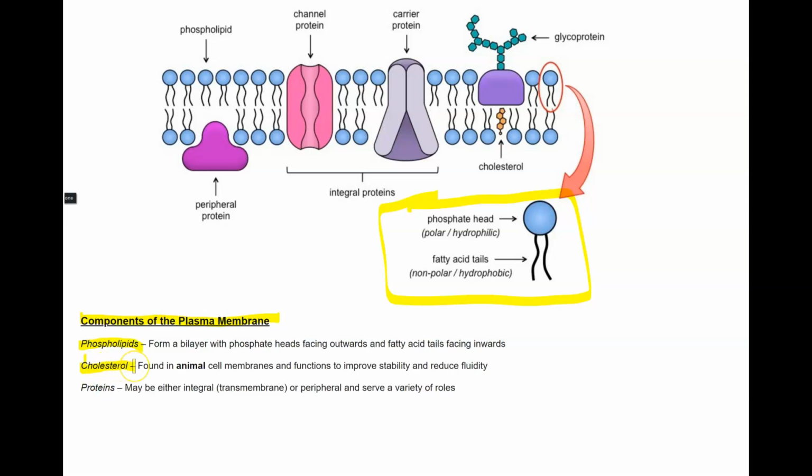Next, we're going to have our cholesterol, which is found in animal cell membranes. That's going to be embedded into the cell membrane to help it with its structure. And then we're going to have proteins that help to move things in and out, like our channel protein here, which we would see with facilitated diffusion, or a carrier protein, which would be active transport, pushing things against the concentration gradient.